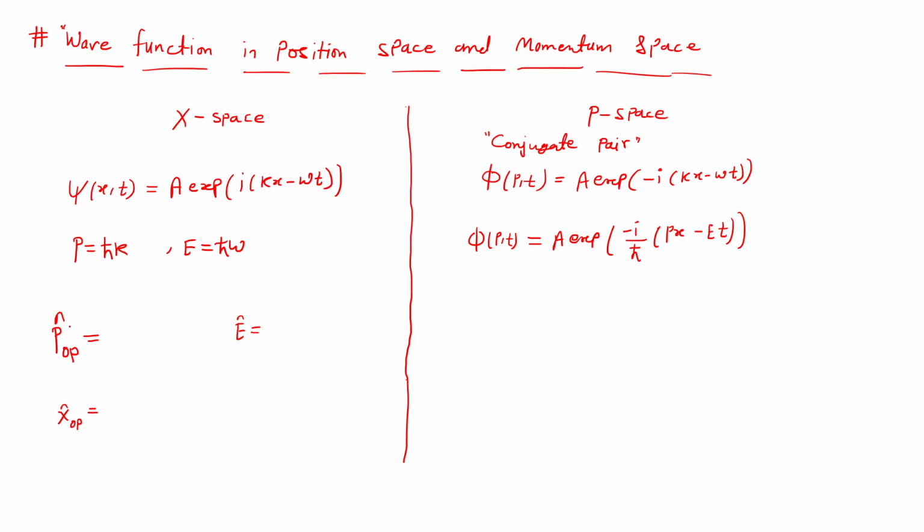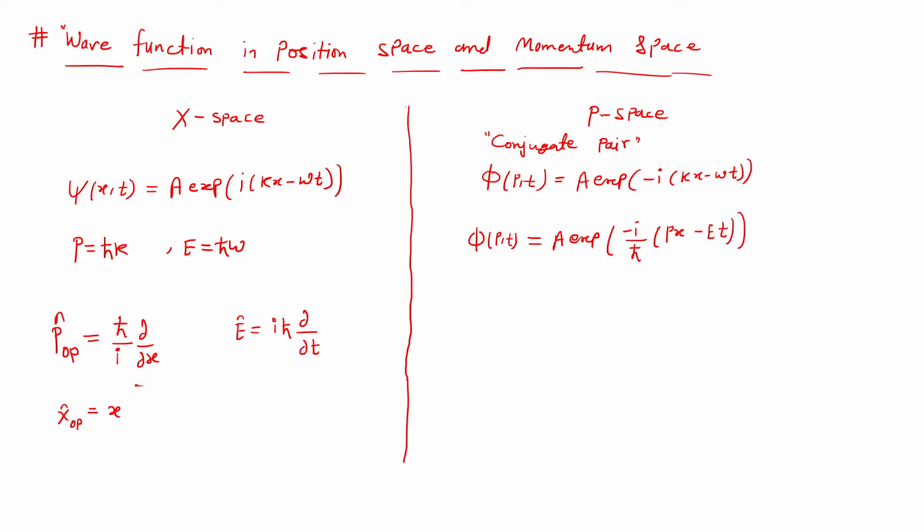First, you know very well that this is given as h cut over i del over del x. Energy in terms of t is i h cut del over del t. This is very well known. And the x operator, because this is x space, its value will not change, it will just remain x. So there is nothing to do with the x operator in the position space.